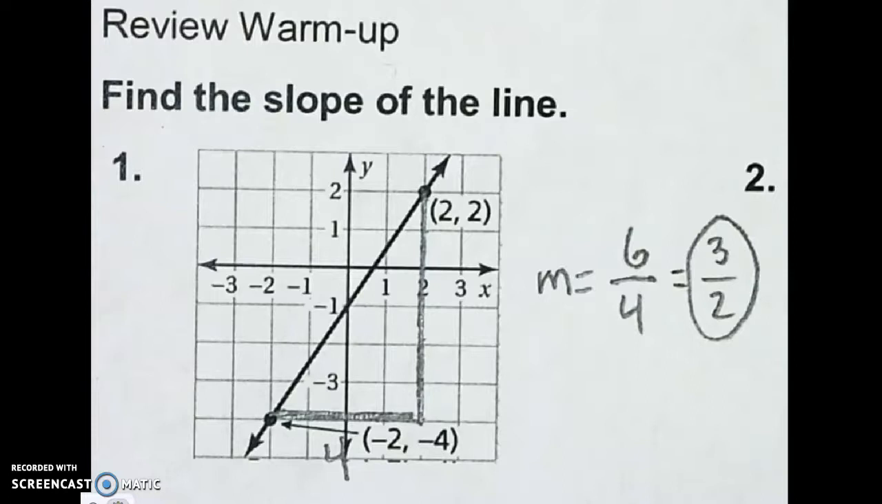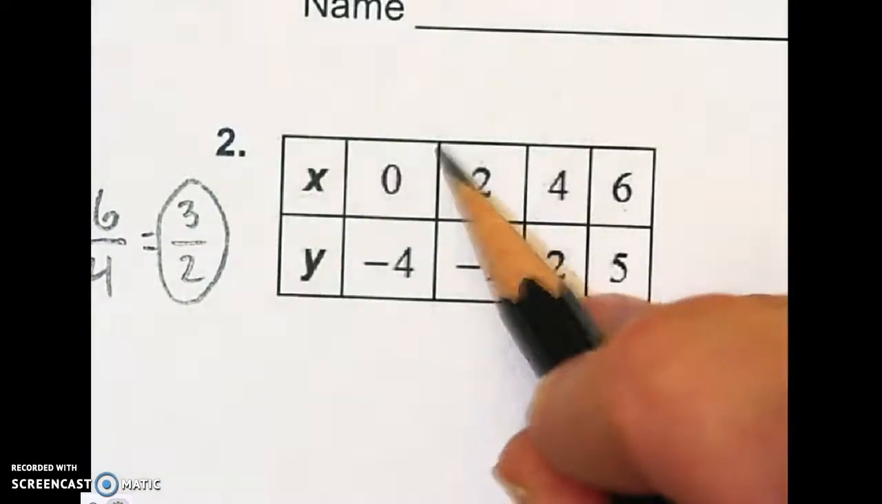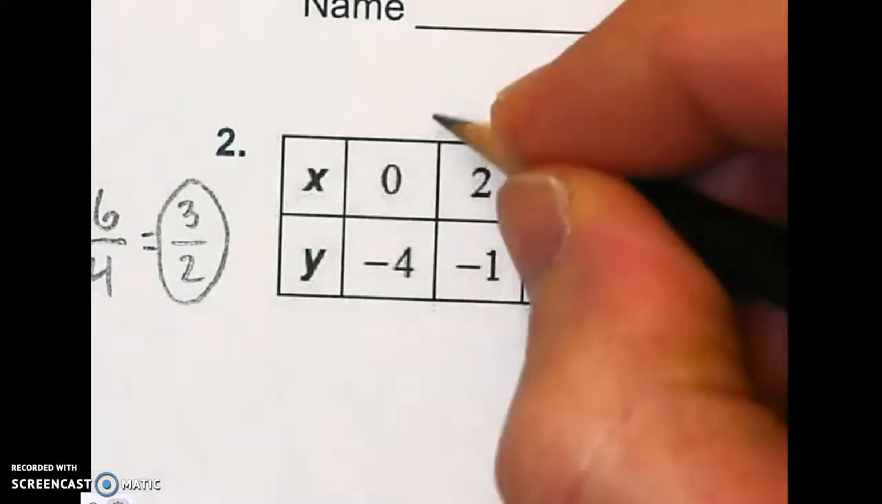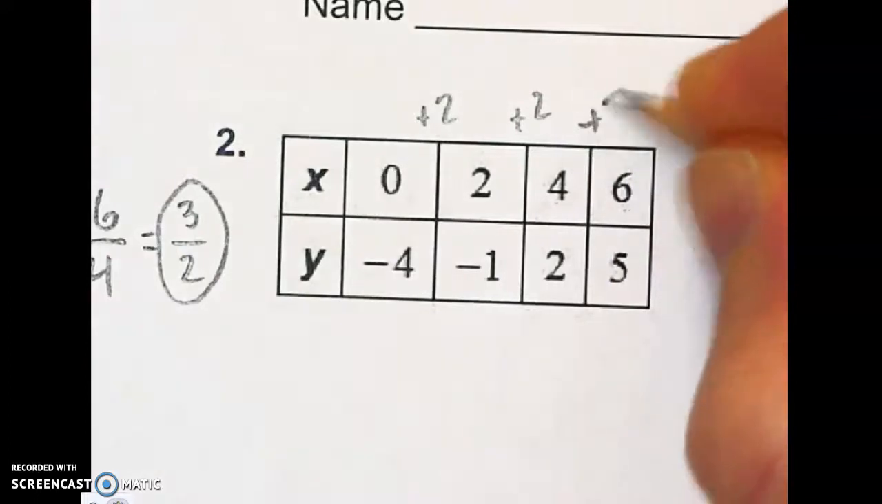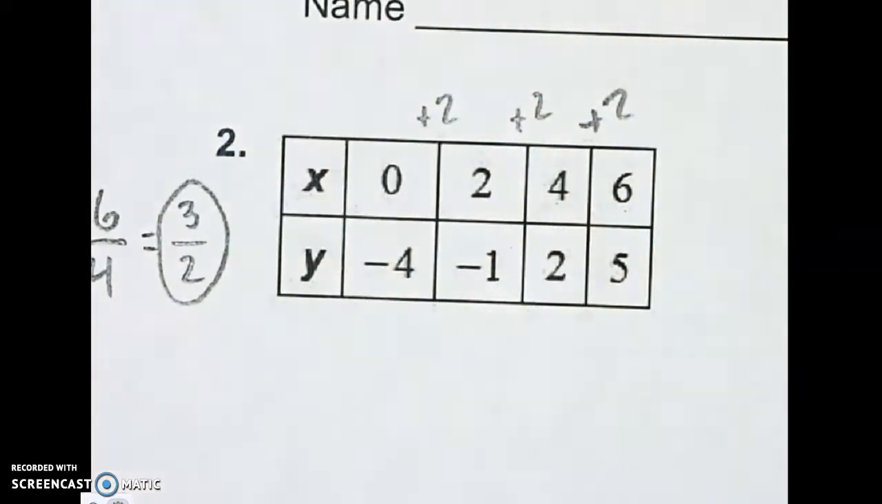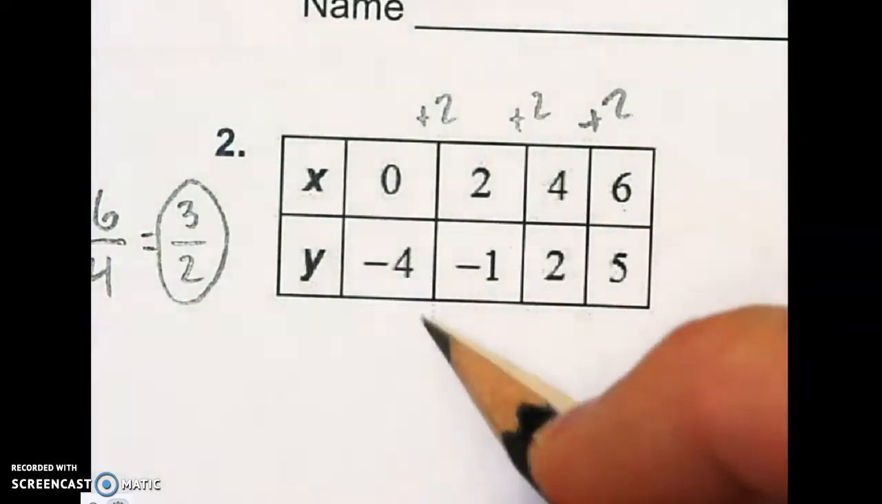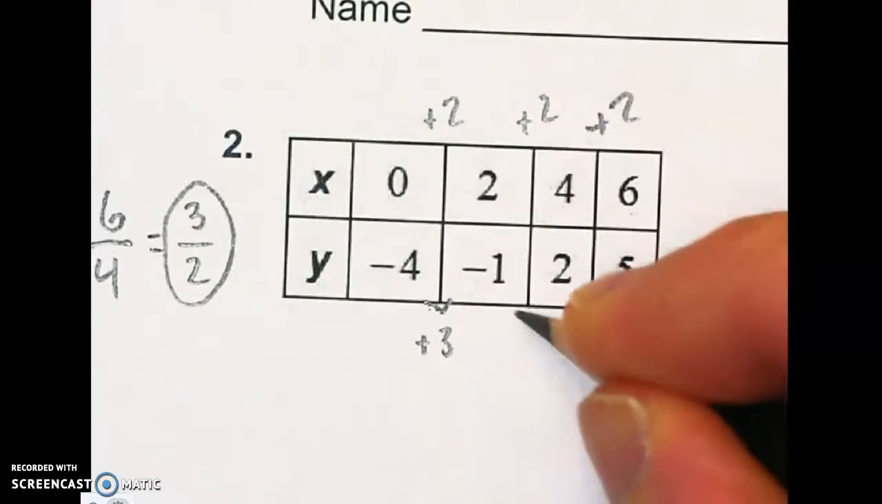Let's take a look at the table. I'm going to find what the x's are changing by each time. Looks like this is going up by plus 2 on the top. Each time from 0 to 2, from 2 to 4, 4 to 6. On the bottom, looks like it's going up by plus 3 each time.